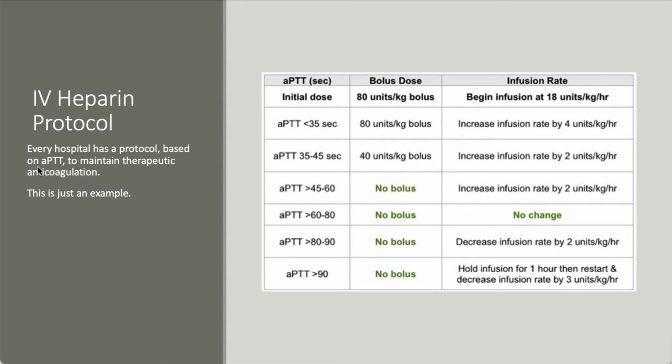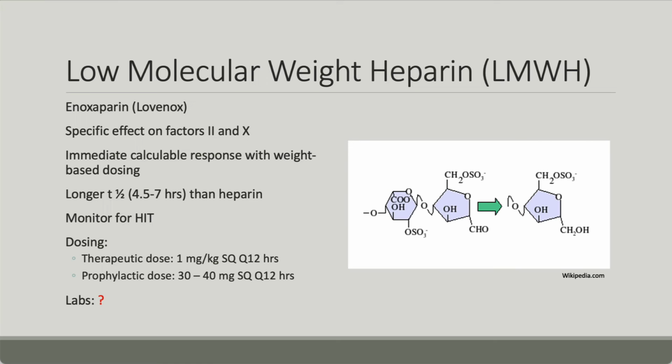So after the first 4 hours, we'll get a PTT. We'll look at that and we'll say the PTT is 36. If it's 36, then we're going to give another 40 units per kilogram bolus IV, and we're going to increase the infusion rate by 2 units per kilogram per hour, and then we're going to check another PTT. This is just an example. Every hospital has their own, and you'll learn it when you start being a nurse at that hospital.